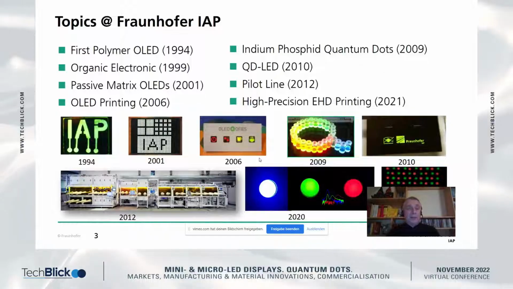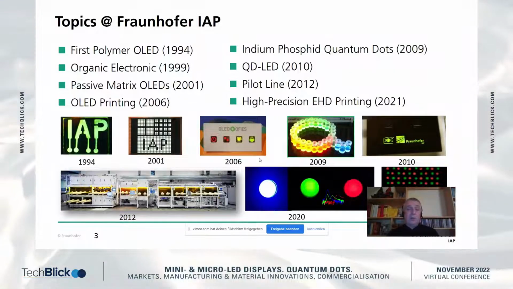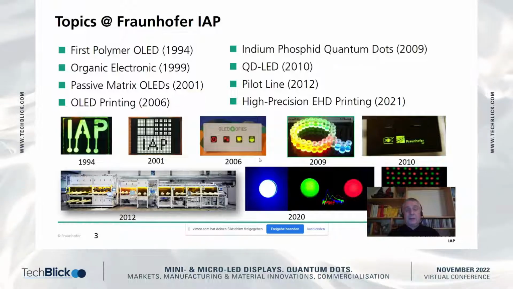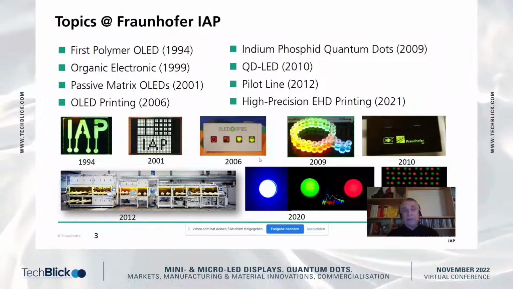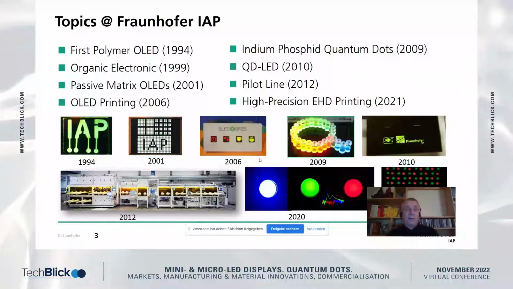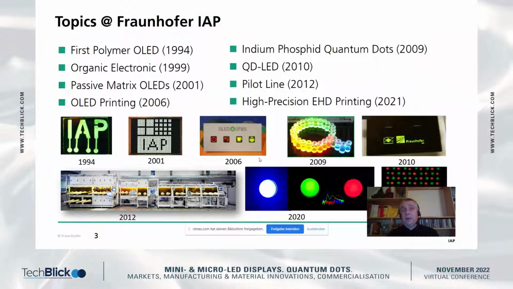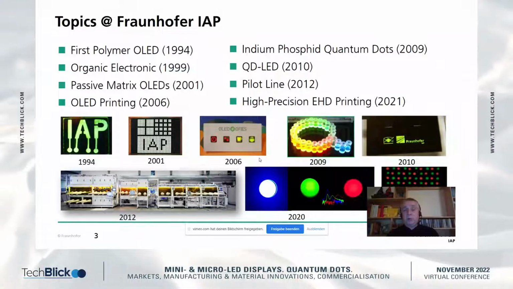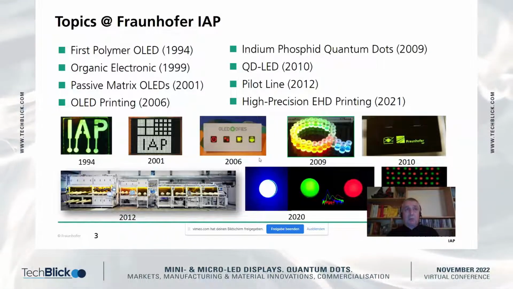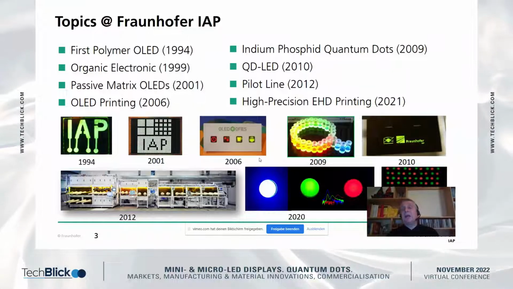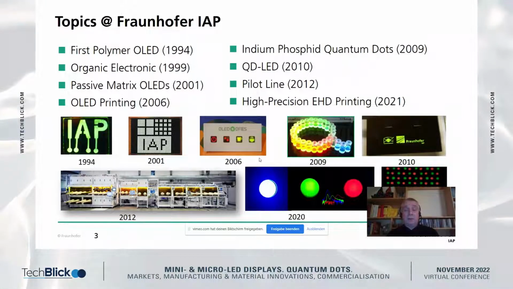So the topics at Fraunhofer IAP, and I will not go into more detail today about our institute, but it is well known that we have been working for a very long time on organic light emitting diodes. And we started our activities on indium phosphide quantum dots in 2009. And we also introduced our own high precision EHD jet printing last year, with high accuracy and a lot of possibilities for introducing this type of materials in the display area.